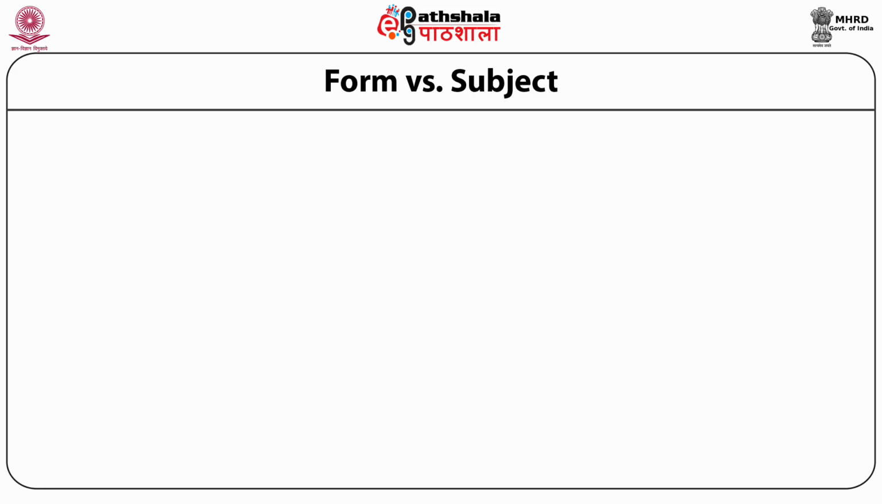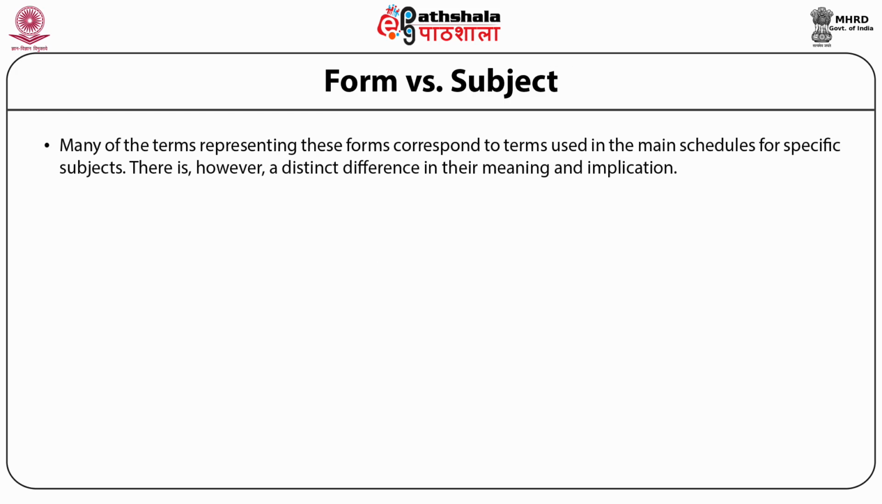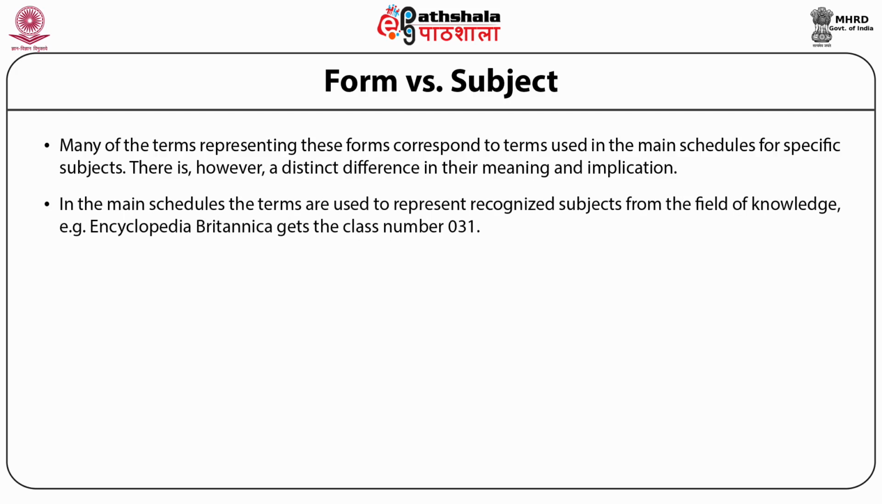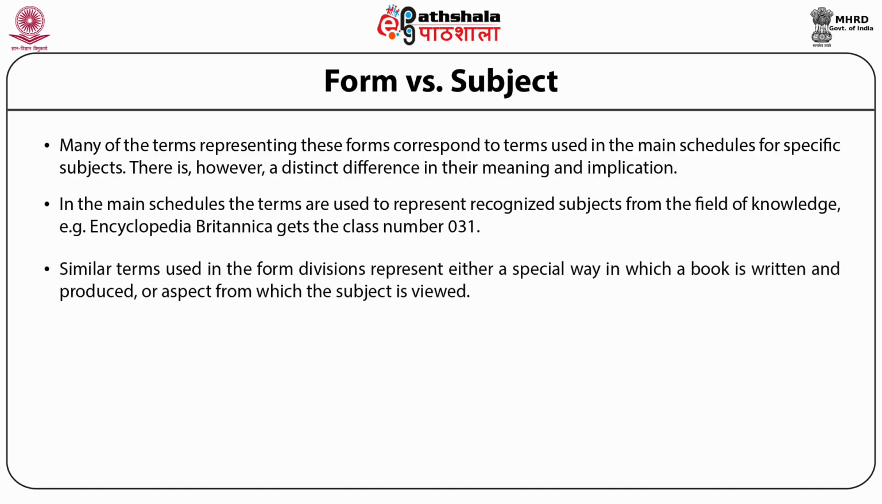Form versus subject. In library classification, sometimes there may be a confusion between form and the subject. It is very important to distinguish between the two. Many of the terms representing these forms correspond to terms used in the main schedule for specific subjects. There is, however, a distinct difference in their meaning and implications. In the main schedules, the terms are used to represent recognized subjects from the field of knowledge, that is, Encyclopedia Britannica gets the class number 031.